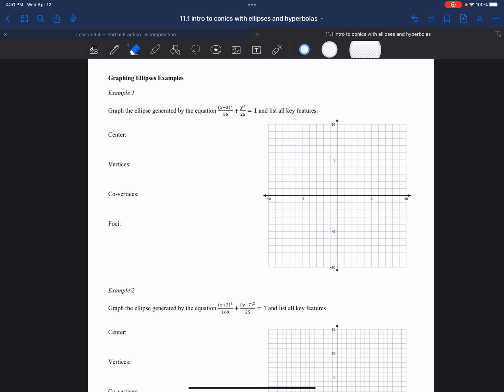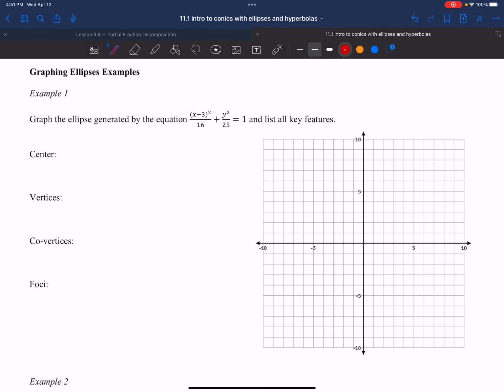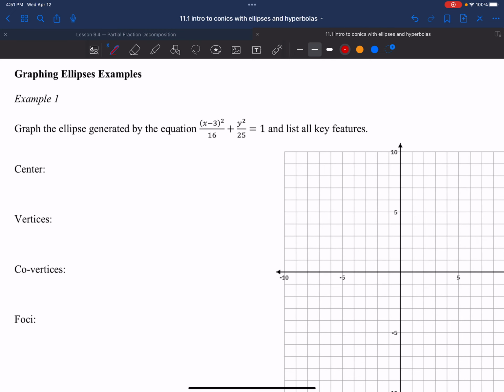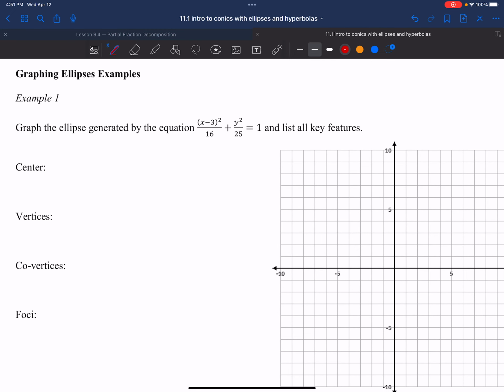Okay, so let's look at some graphing examples. These are pretty quick. So let's graph an ellipse generated by this equation, and we'll list all of its key features. So first of all, I see A squared and B squared. Well, which one's which? A squared is the bigger one, so A squared is 25. And because A squared is under Y, that makes this a vertical ellipse.